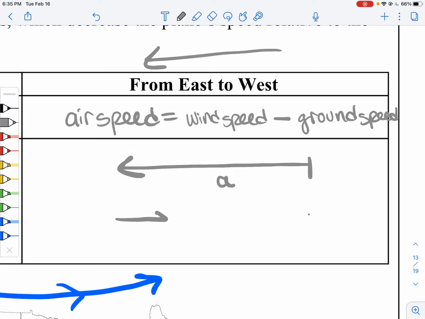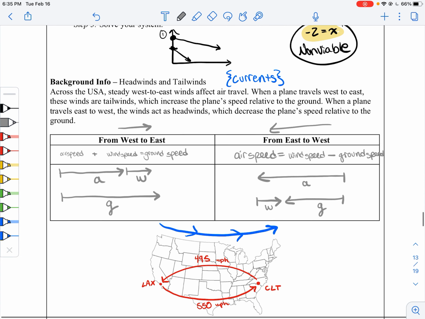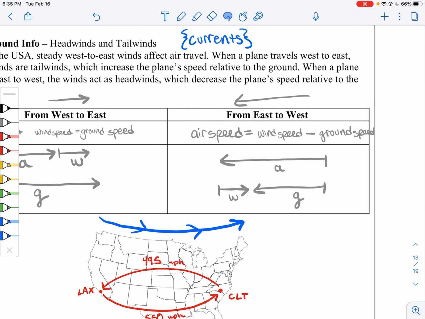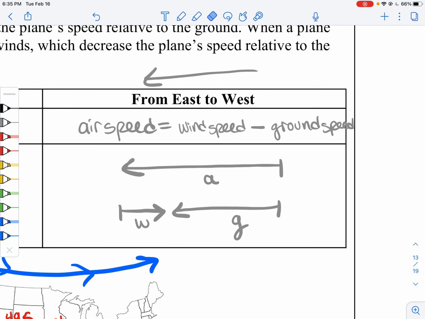Because the wind is always blowing this way. This is wind speed, and then ground speed, yeah, that's what it looks like. So your airspeed is equal to the wind speed minus the ground speed. No, I lied. I had it right the first time.